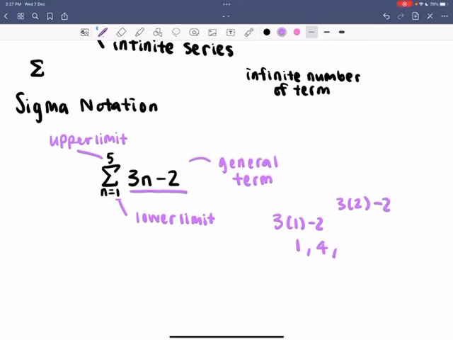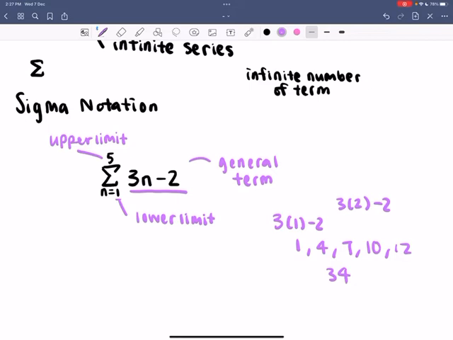And n equals 3 would be 7, 10, and 12. And the sigma, this just means the sum. So add all of those together and you should get 34. This is how we work it out by hand though.